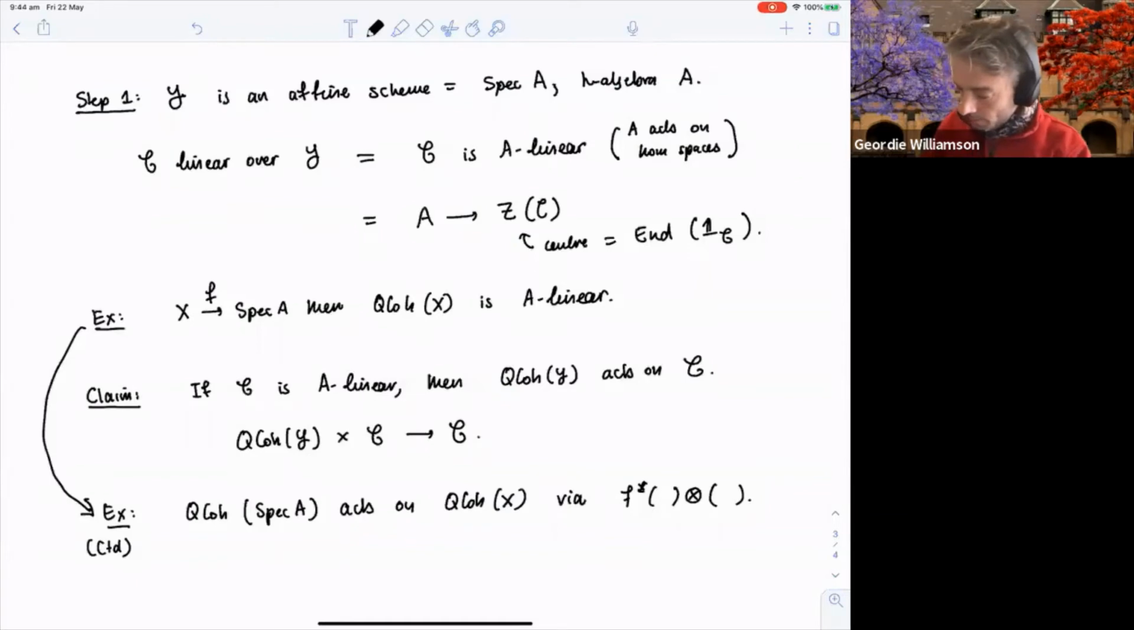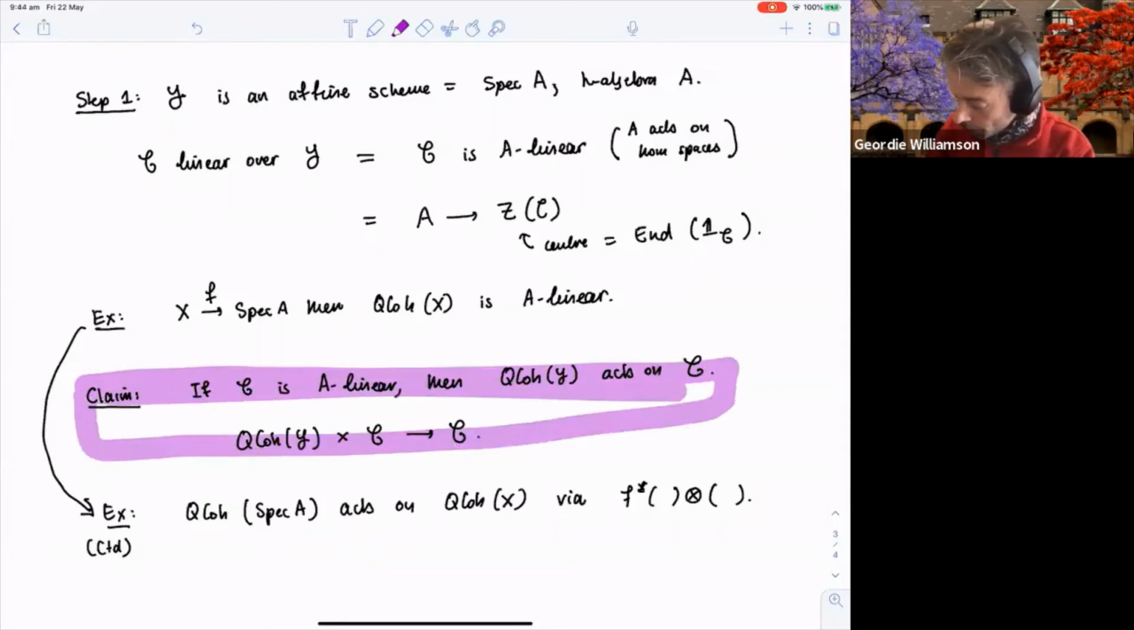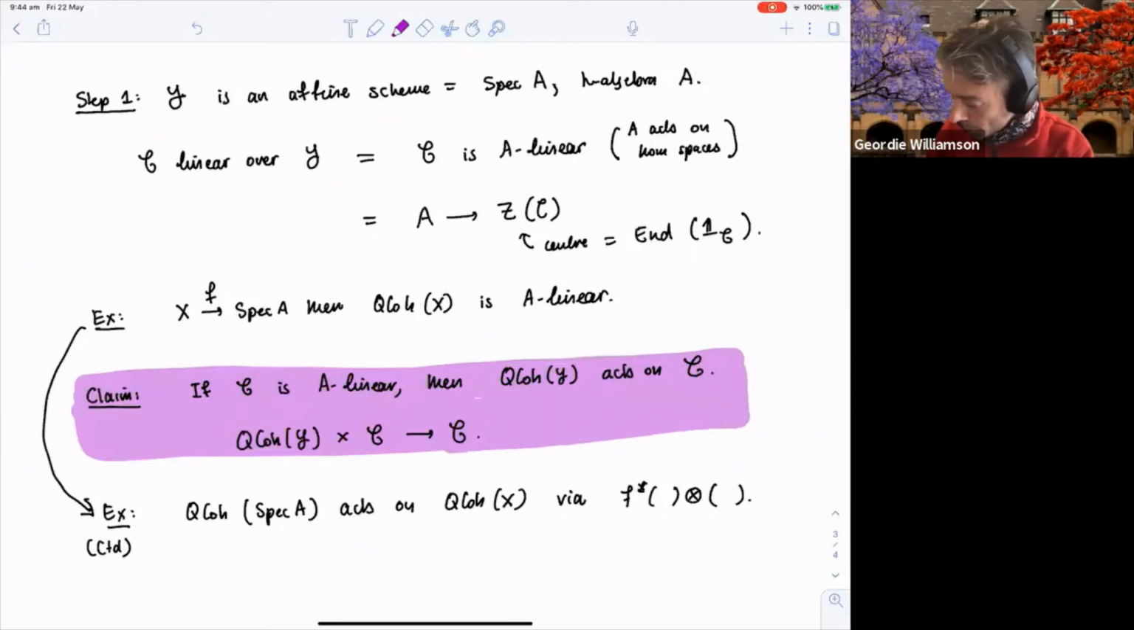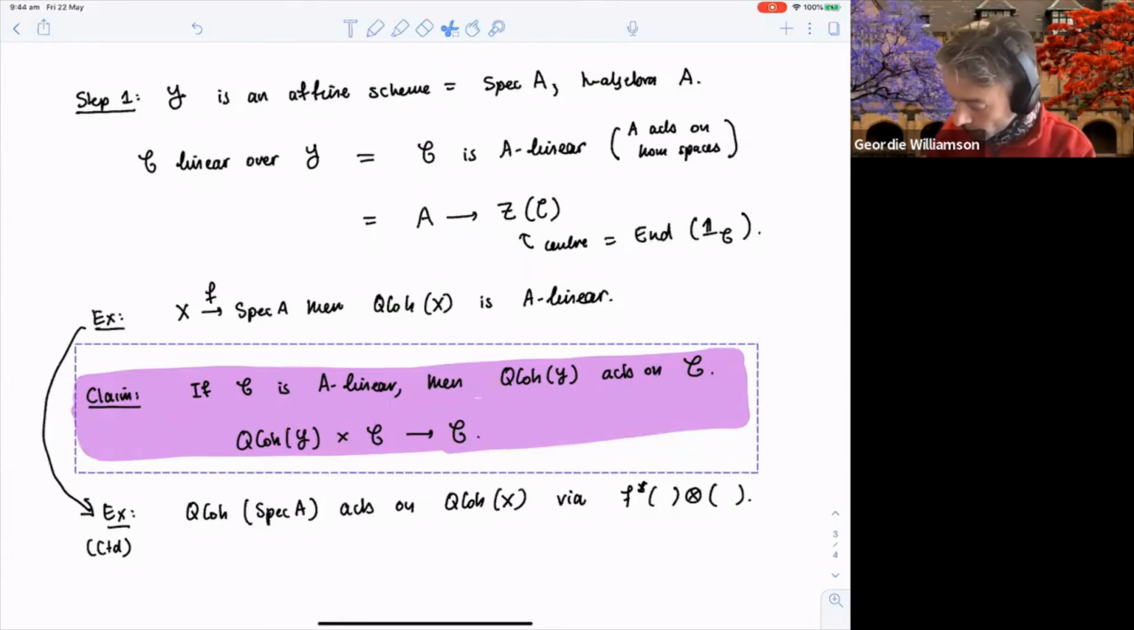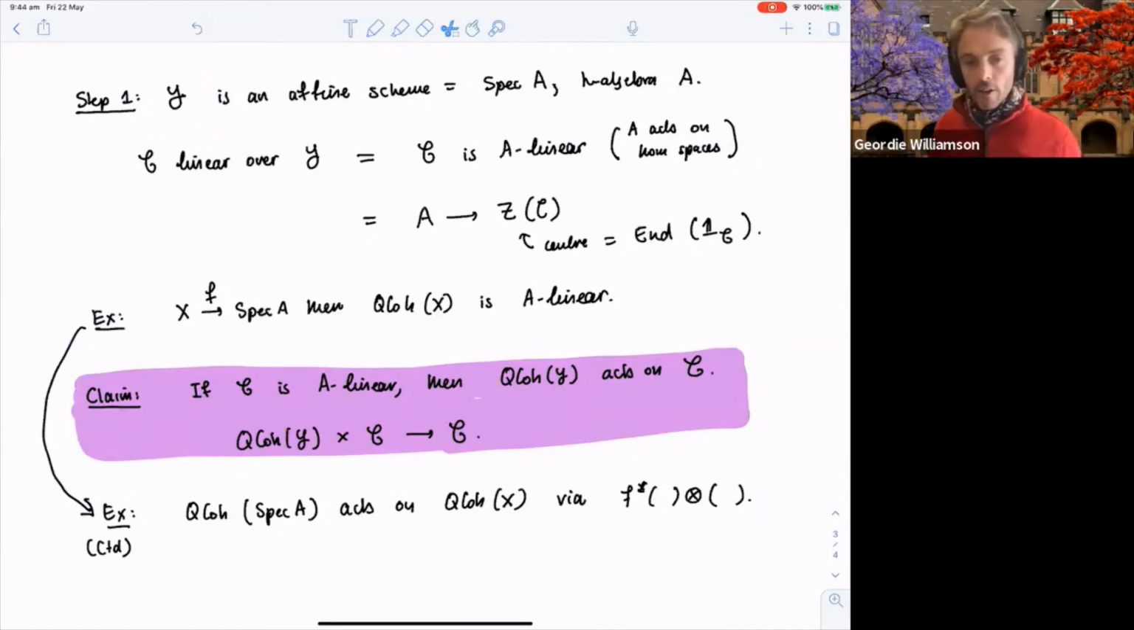So now this is the important claim. Is this claim also true for general Y? It will end up being true for general Y, but it'll take us some time to get there. So this will be one of the models for what it means for a category to be linear over Y: by definition, an action of quasi-coherent sheaves on C.